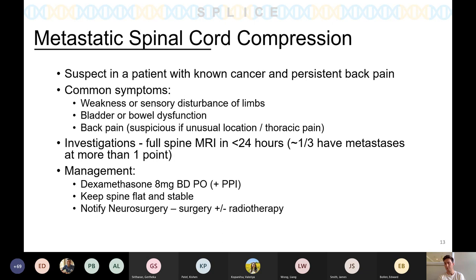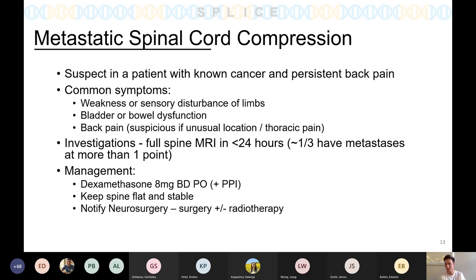These patients can need a full spine MRI in under 24 hours, because like I say, they can present anywhere in the spine. You need to look at the whole spine, and they can often be in more than one location. And again, the management's exactly the same: your 8 milligrams twice a day of dexamethasone with your stomach protection. Other things you might consider in spinal cord compression are keeping the patient flat to keep the spine stable and reduce any pressure. And then neurosurgery are likely to be involved to decompress the spine.